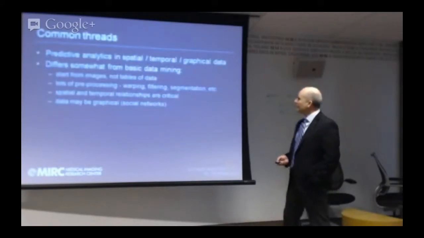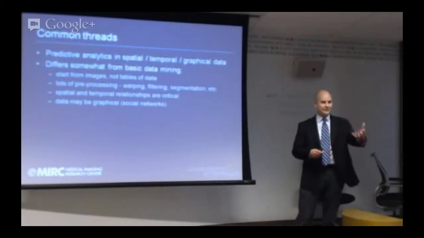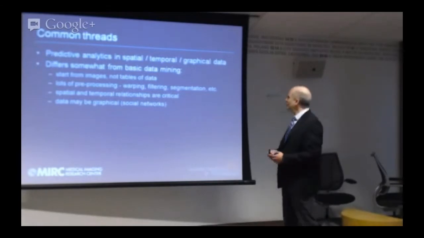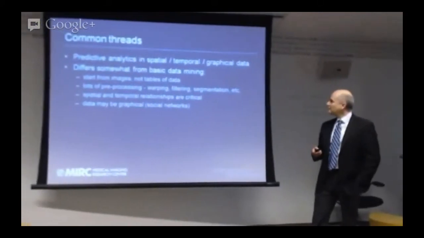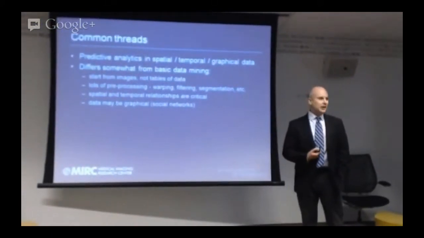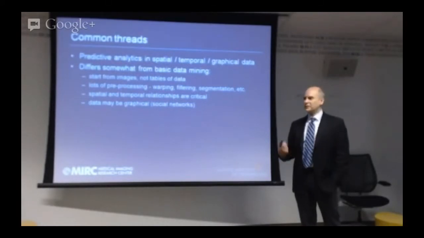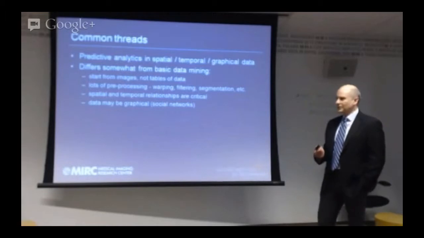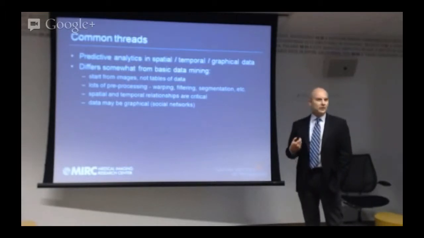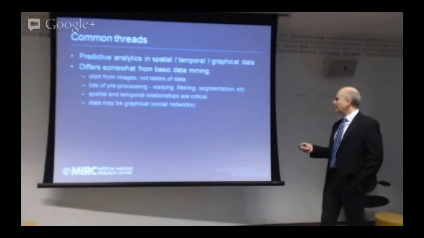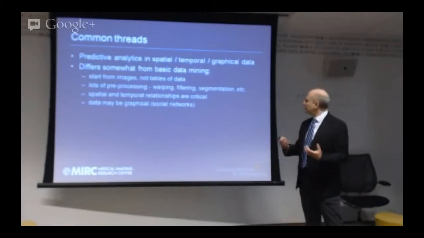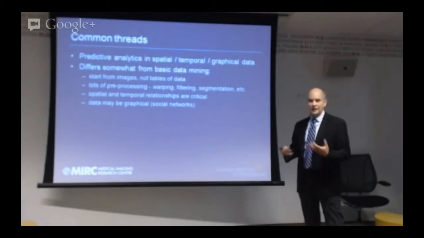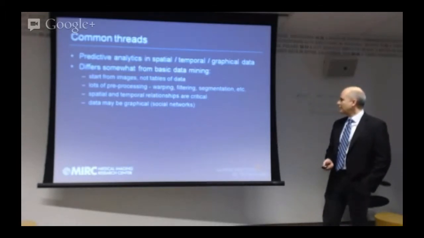So what's the common thread here of medical imaging, machine learning, and predictive analytics? It's that we're talking about analytics problems where the data are intrinsically spatiotemporal or graphical, like a social network, for example. And so that's a little bit different from your classic data mining where you'll have table data to start with and you start number crunching right away. For us, we have a lot of pre-processing issues. We need to turn our image data or spatiotemporal or graphical data into some kind of measurable statistical attributes.